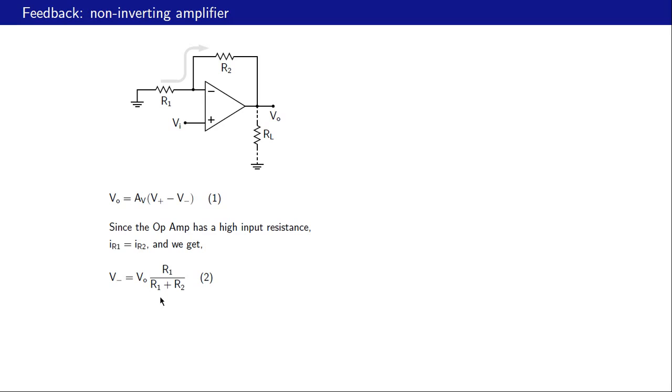Now let us imagine that Vi has increased. Vi is the same as V plus. If V plus increases, Vo will increase by equation 1. If Vo increases, V minus increases by equation 2. If V minus increases, because of this negative sign, Vo will decrease. And we see that this is a negative feedback situation because these trends are opposite. So the circuit is stable and we can proceed with our analysis.